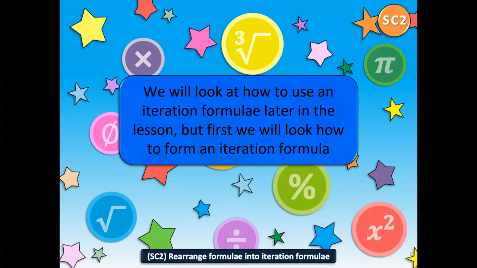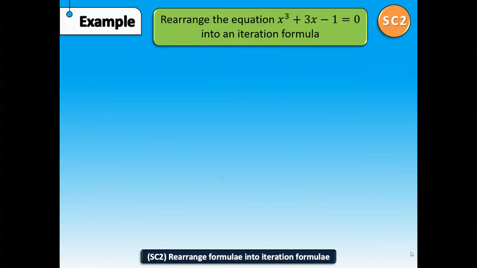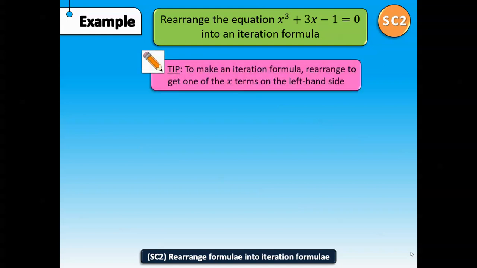We're going to look at how to use an iteration formula later in the lesson, but first we'll look at how to form an iteration formula. So we want to rearrange the equation x cubed plus 3x minus 1 equals 0 into an iteration formula. To make an iteration formula, we rearrange to get one of the x terms on the left-hand side.